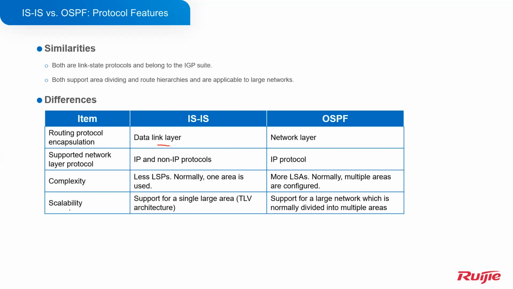And about scalability, ISIS supports a single large area, and we have the TLV architecture. So if you want to add lots of features in ISIS, it's very convenient. About OSPF, for a large network, it is normally divided into multiple areas. So these are the differences between ISIS and OSPF. And there are some questions.